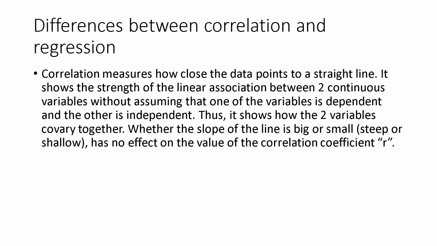What is the difference between correlation and regression? Correlation measures how close the data points are to a straight line. It shows the strength of the linear association between two continuous variables without assuming that one of the variables is dependent and the other is independent. Thus, it shows how the two variables covary together. Whether the slope of the line is big or small, steep or shallow, has no effect on the value of the correlation coefficient.